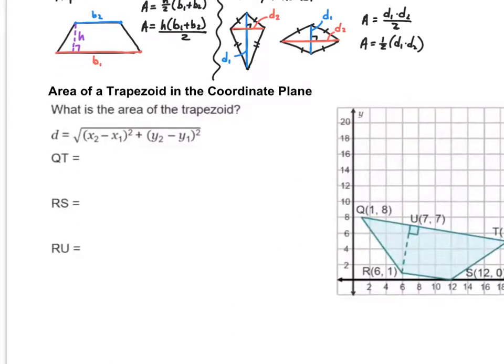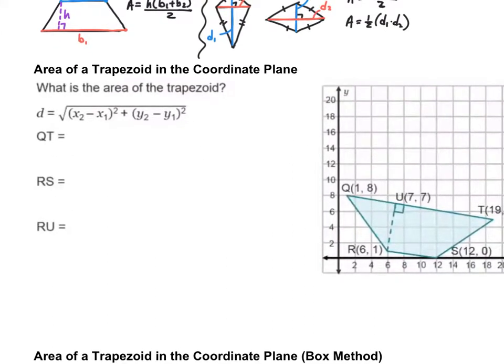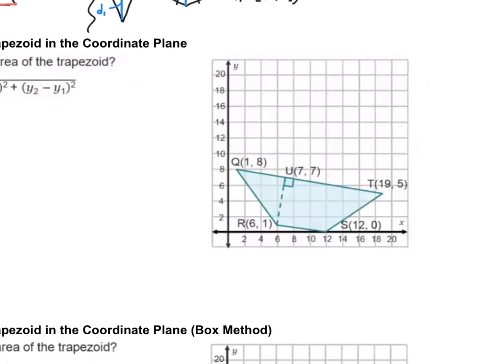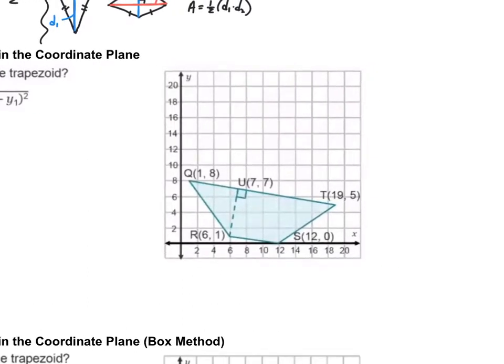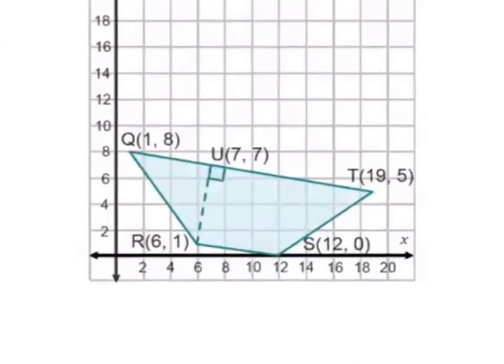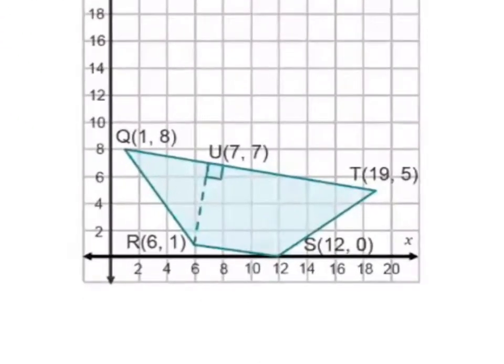All right, so we have this trapezoid here, and it wants us to calculate the area of this trapezoid in the coordinate plane. I don't know what these specific lengths are. However, I do know the points of all these different vertices, and so I'm able to actually find these values. The first thing I want to find is the length from Q to T, and let's call this B sub 1.